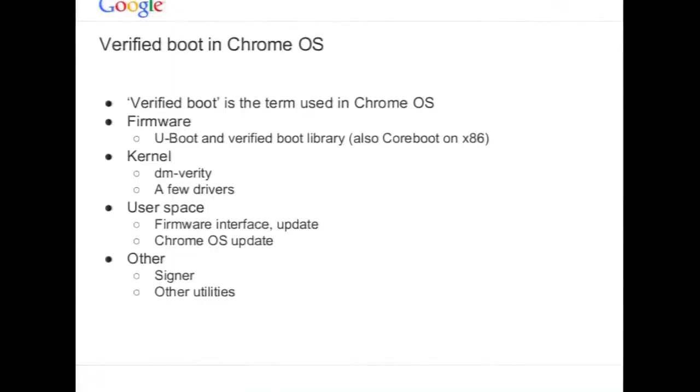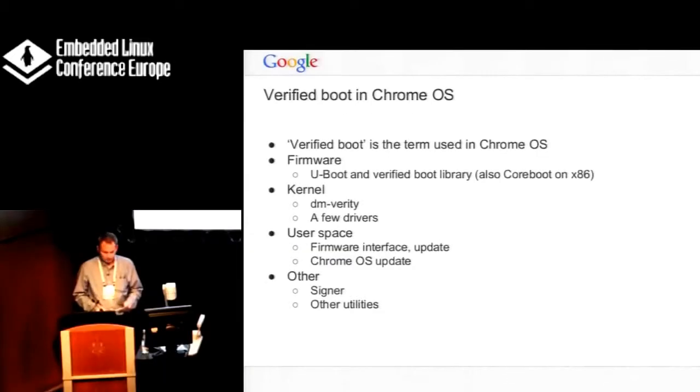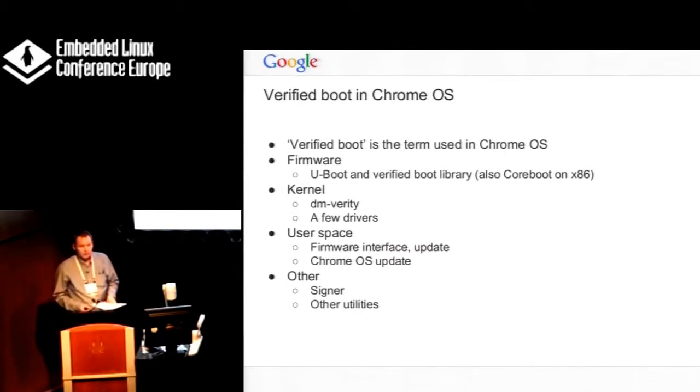So here's how Verified Boot runs in Chrome OS. I'm just going to take you through some of the stages that we have. There are a number of different parts to it. We have firmware, we have kernel, we have user space, and we have some other things as well. I'm going to talk about each of those in turn.